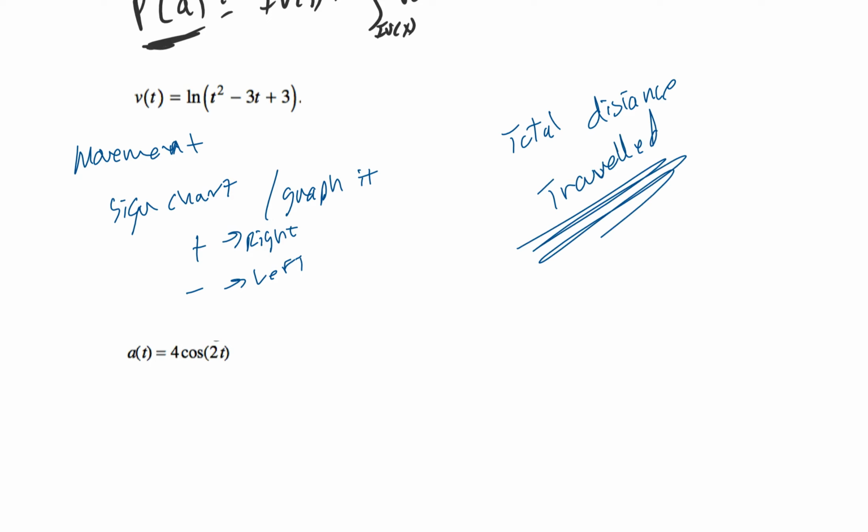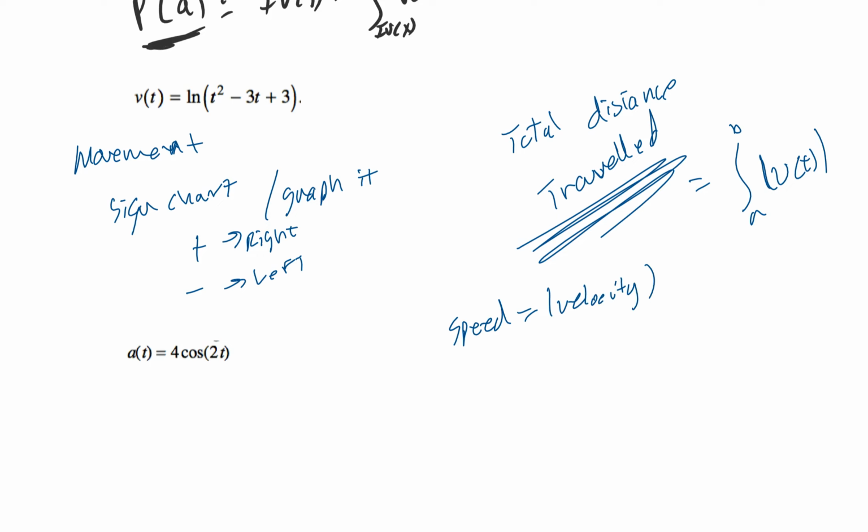Don't forget keywords, total distance traveled. If they say that, it's a keyword, it means you want to integrate the velocity function with the absolute value. You just put that into your calculator. Total distance traveled, that. If they ever say what's the speed, speed is just the absolute value of velocity.